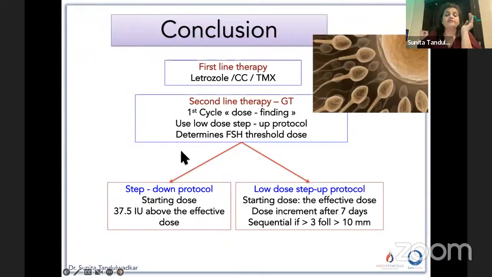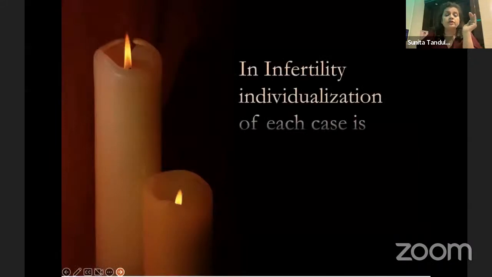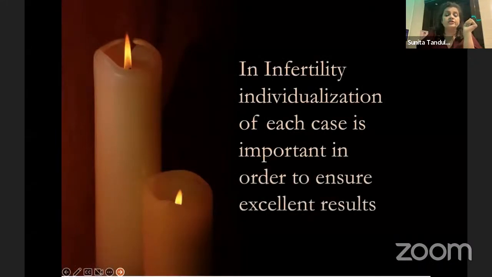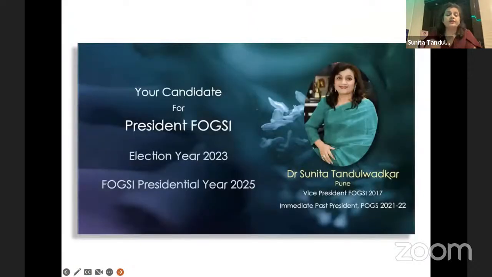So friends, first line of treatment is always letrozole, CC or tamoxifen, and second line of treatment is low dose gonadotrophin. Low dose gonadotrophin, you have to remember. In infertility, individualization of each case is important to ensure excellent results. Friends, I have tried to simplify ovulation induction.